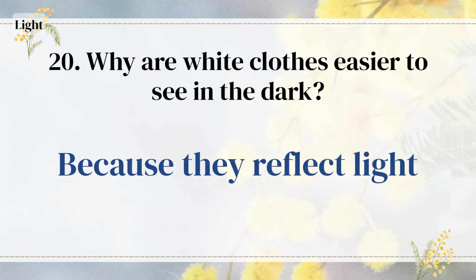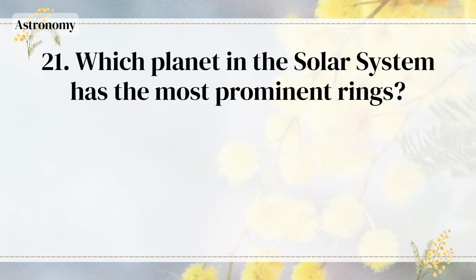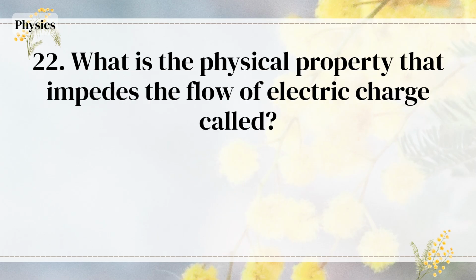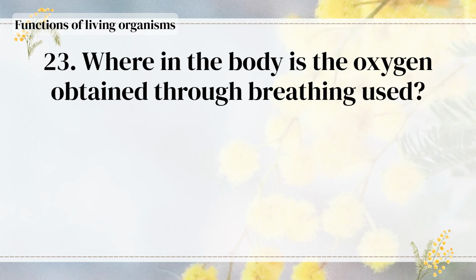Because they reflect light. Which planet in the solar system has the most prominent rings? Saturn. What is the physical property that impedes the flow of electric charge called? Resistance. Where in the body is the oxygen obtained through breathing used?